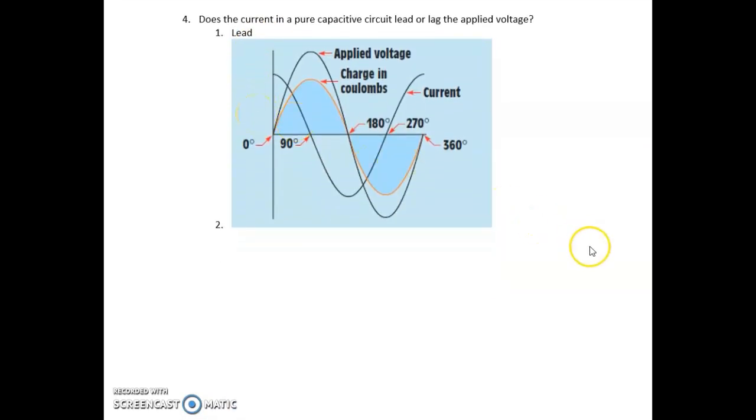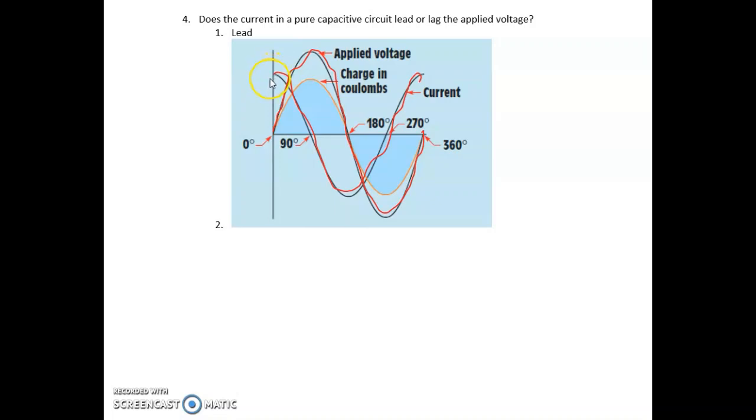And number 4, does the current in a pure capacitive circuit lead or lag the applied voltage? So here we have the applied voltage, and here we have the current flowing through the circuit.